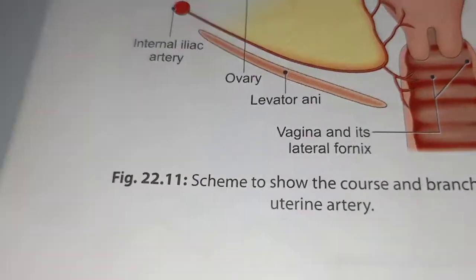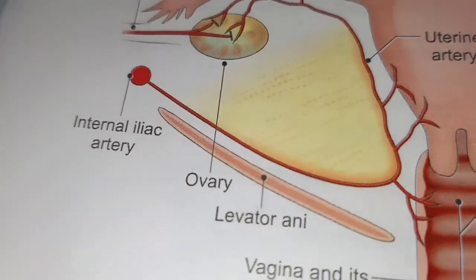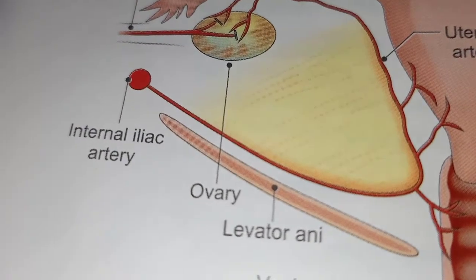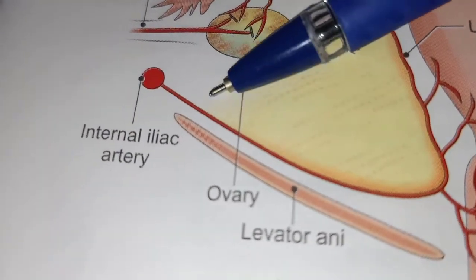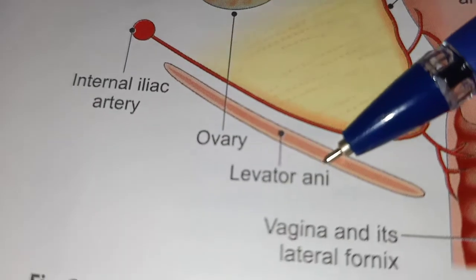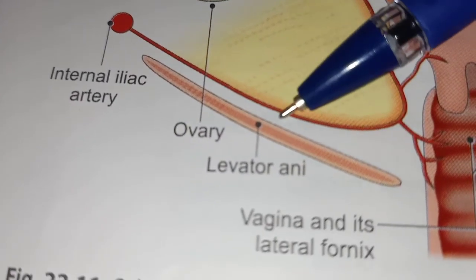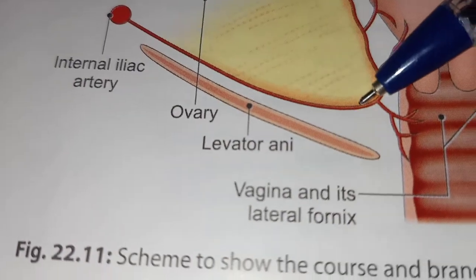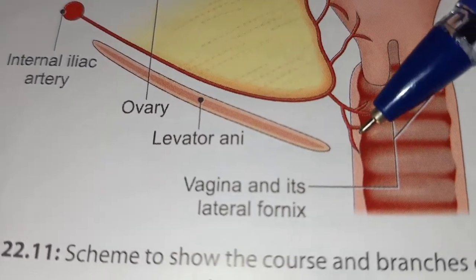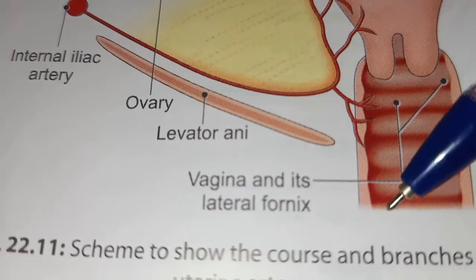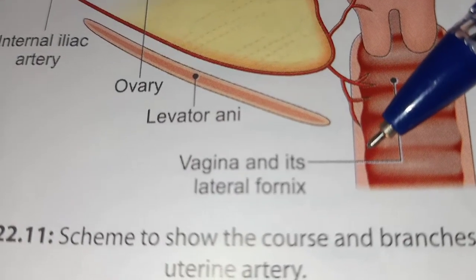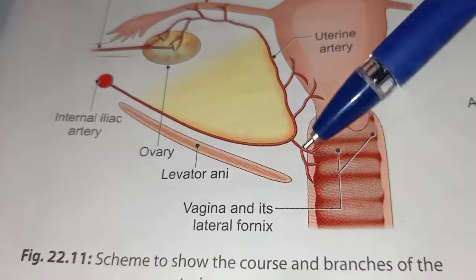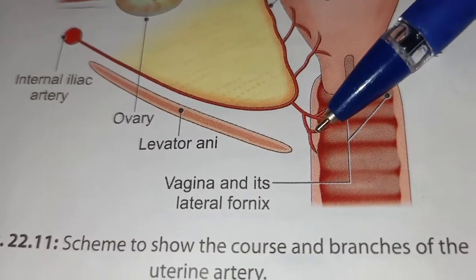So again I will repeat, I am talking about the uterine artery, which is present only in females and runs medially on the pelvic floor, formed by the levator ani. It is lateral to the pelvic part of the ureters to reach the lateral side of the upper end of the vagina, that is the lateral vaginal fornix. Here it will reach and supply this lateral vaginal fornix.